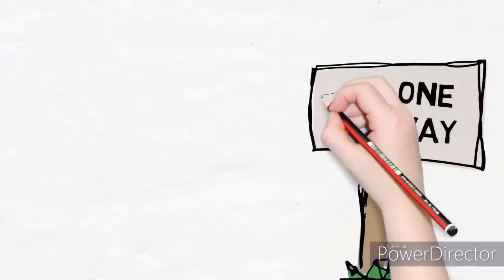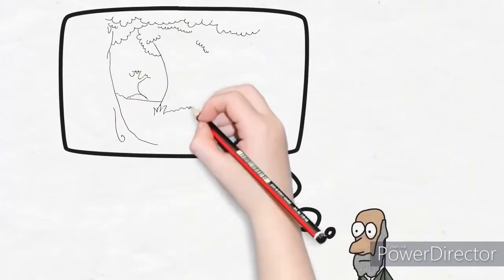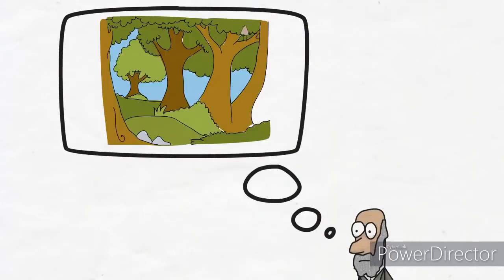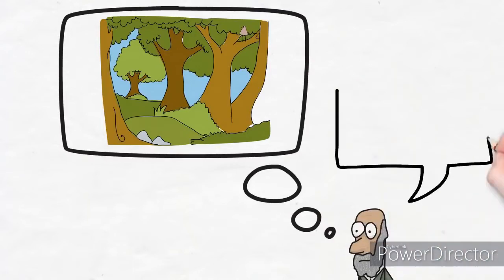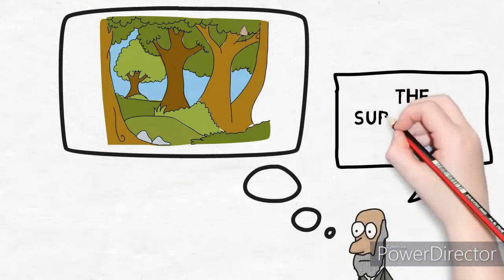Darwin decided that there was only one way that this could have happened. The birds must have adapted to their environment over time. This led into another idea, which he called the survival of the fittest.